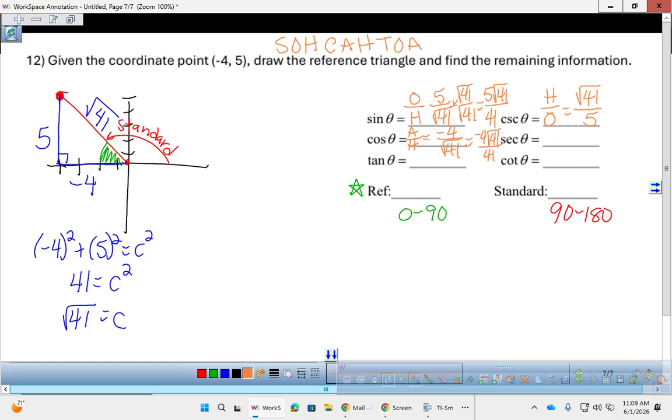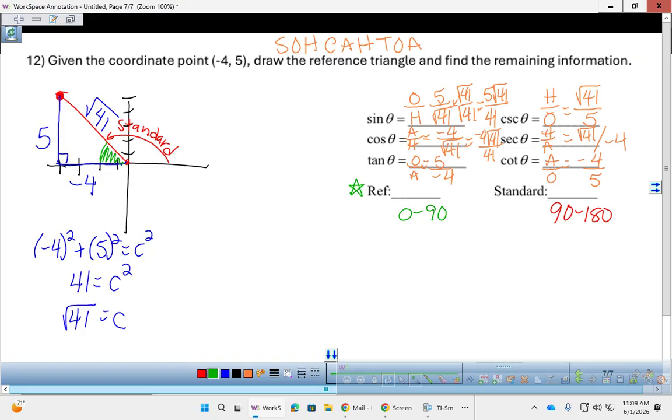So secant is hypotenuse over adjacent. Just flipping that. So the hypotenuse is root 41 over the adjacent is negative 3. And then tangent is opposite over adjacent. So the opposite leg was 5 and the adjacent leg was negative 4. And cotangent is adjacent over opposite. Negative 4 over 5. The ones on the right-hand side are the reciprocals of the ones on the left-hand side. You're just flipping their fractions.